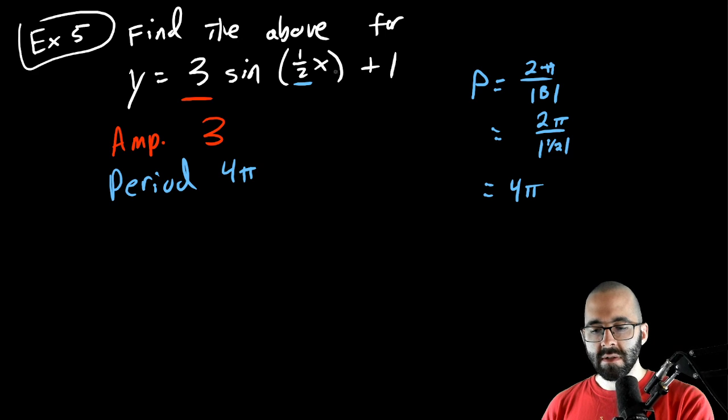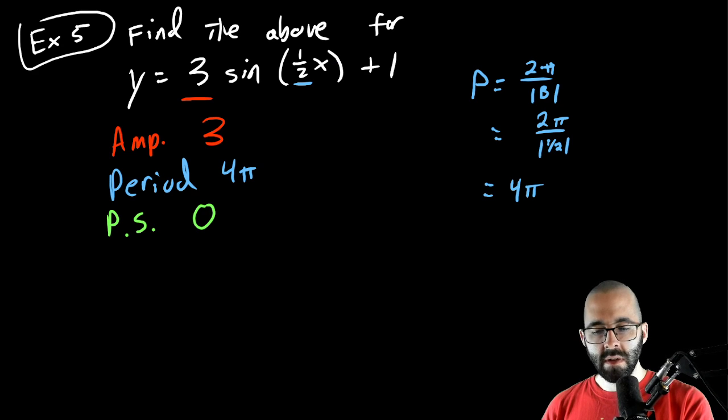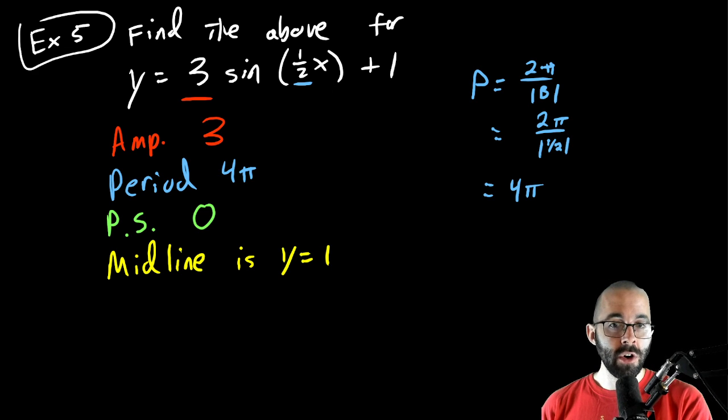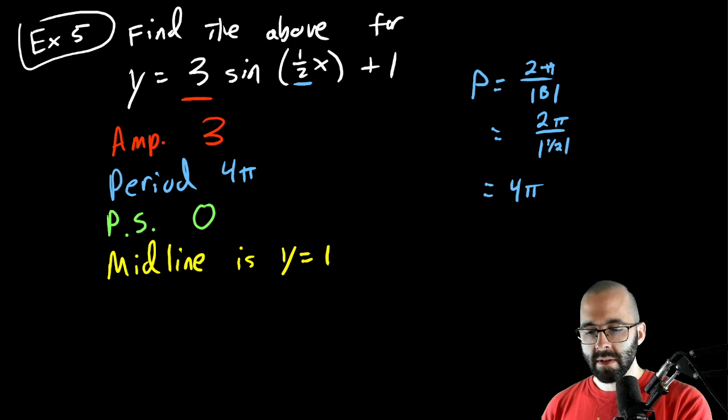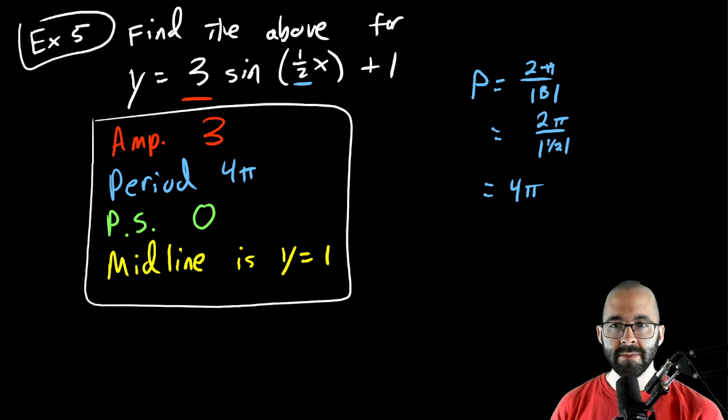The phase shift, well, there's no minus c here at all. There's no phase shift. And the midline is right here. Midline is y equals positive 1. There's a vertical shift up 1. And that's what we're supposed to do.